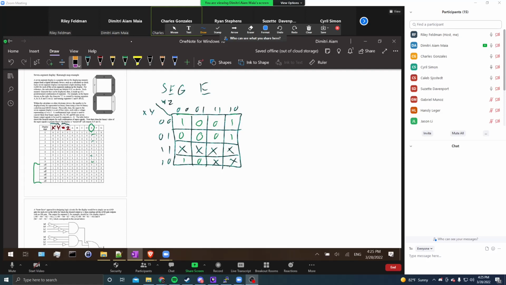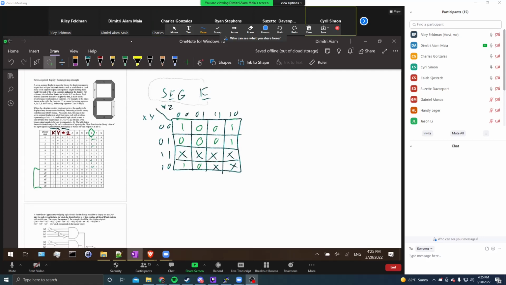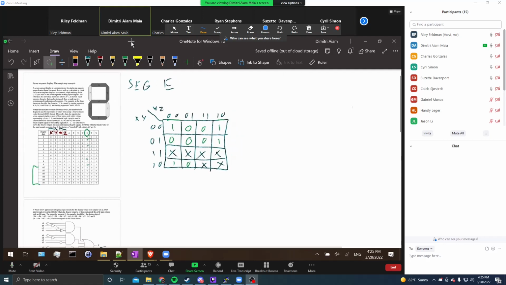So if they told us to do segment 8, we're gonna have to draw, I think, 7 K maps, right? Oh no, I don't want to draw 7 K maps. So you're gonna have to draw 7 K maps, right? Yes, sir. 1 K map for each segment, yes. So how do you draw the circuit for each one of them? Oh, yeah, so we can do that now. First, we need to finish the K mapping.